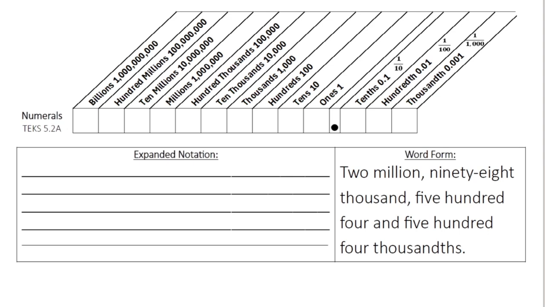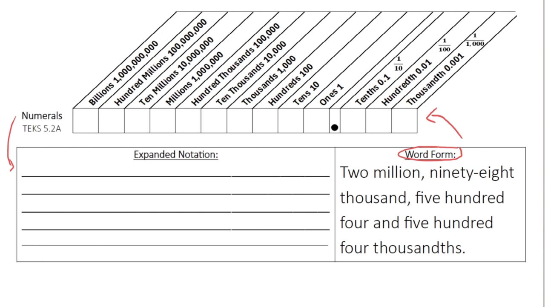Okay, let's start with the first demonstration on how to work out this problem in your homework. First, let me just remind you that what we're doing is reading the word form, and from the word form, we're going to write it in numerals. And then after we write it in numerals, we're going to write that number in expanded notation. So let's start with the word form and what it says.